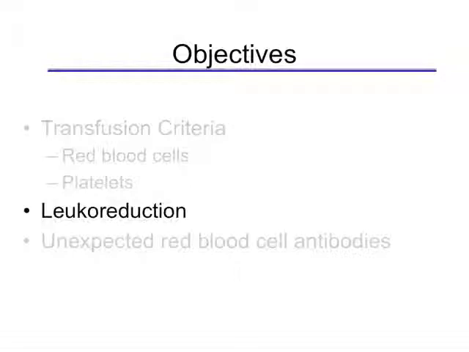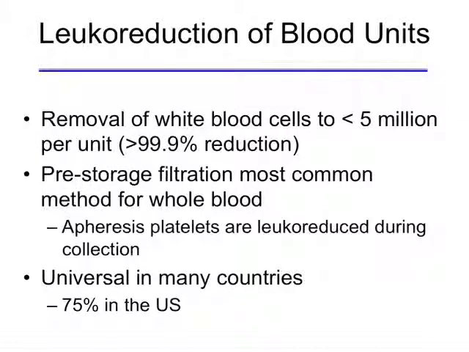Moving on to leukoreduction. Leukoreduction is the removal of white blood cells from units of blood to less than 5 million per unit. This is the standard in the United States. Pre-storage filtration is the most common method for whole blood.